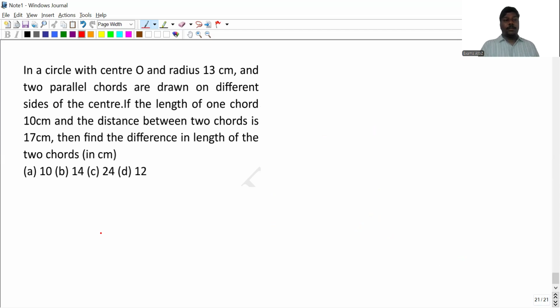In a circle with center O, radius is 13 అంటున్నాడు, and the two parallel chords are drawn on the different sides of the center. If the length of one chord is 10 and the distance between two, చూడండి ఇక్కడ రేడియస్ ఇచ్చాడు 13. రేడియస్ 13 ఇస్తే మనకు తీసుకునేది ఏంటి? ఒక ట్రయాంగిల్ 12, 5, 13, ఇంకో ట్రయాంగిల్ ఏమవుతుంది? 5, 12, 13 అవుతుంది, right? అంటే ఇది half of one chord, ఇది half of another chord. ఓకే, you just see half of one chord is matching or not with the given one. Yes, it is completely matching with the given one.